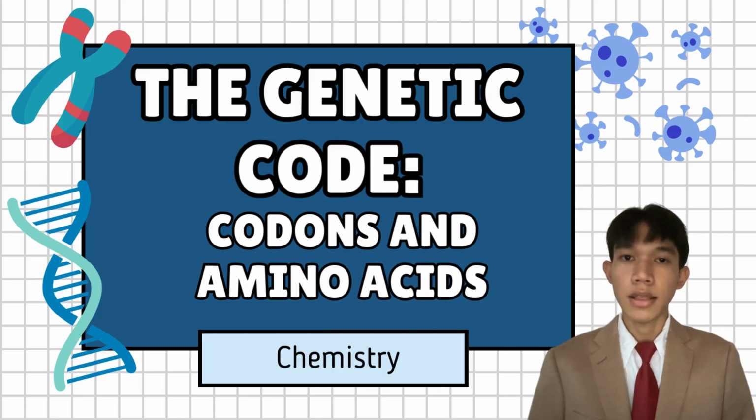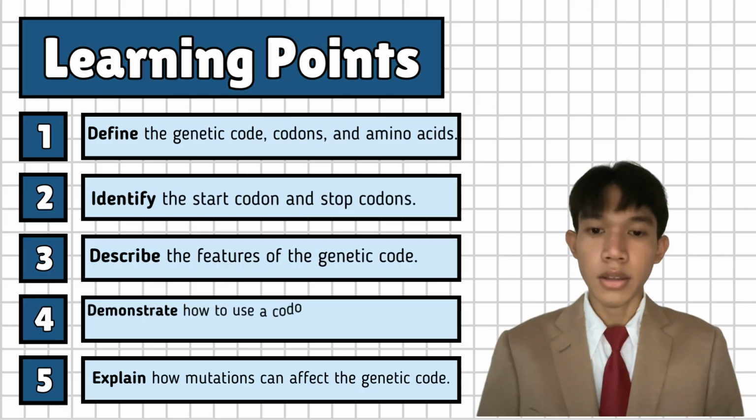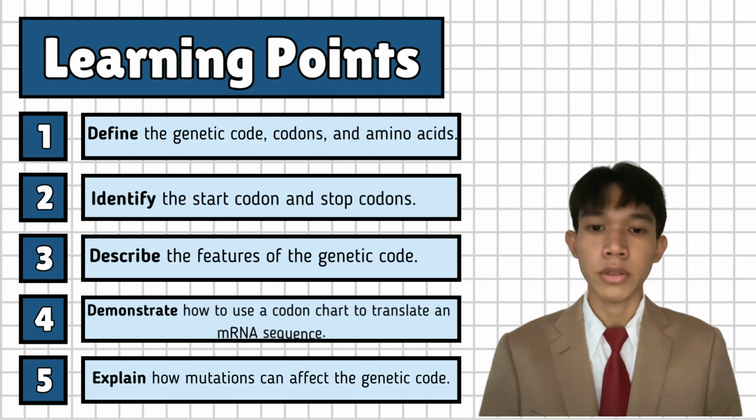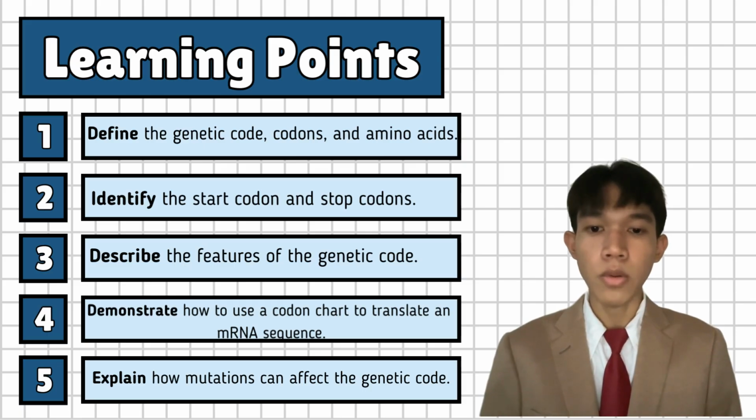Before we start, let's look at what you should be able to do by the end of this lesson. Please listen carefully because I'm about to read the learning objectives. At the end of this lesson, the student will be able to define the genetic code, codons, and amino acids. Identify the start codon and stop codon. Describe the features of the genetic code. Demonstrate how to use a codon chart to translate an mRNA sequence. Explain how mutations can affect the genetic code.